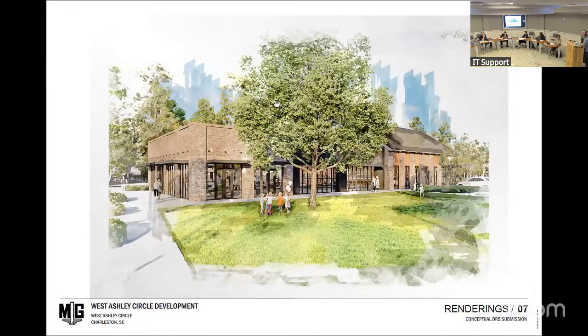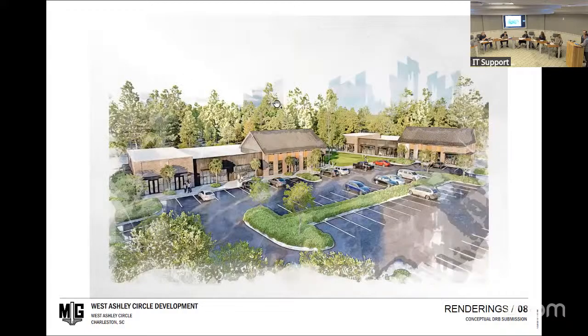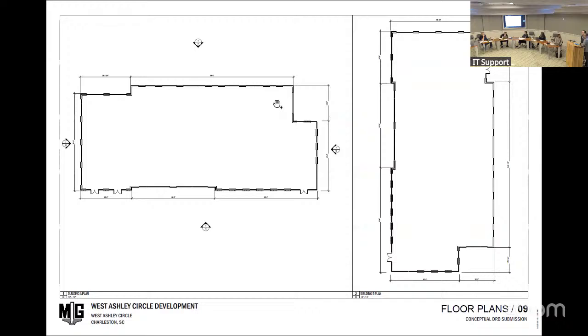This is looking in the courtyard area where restaurant dining could occur, looking towards building B. Go to the next slide. And then it's kind of an aerial view looking at both buildings. Go to the next slide.